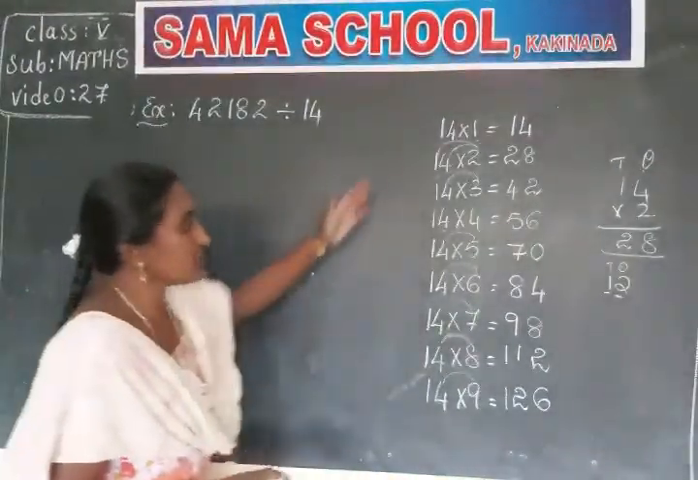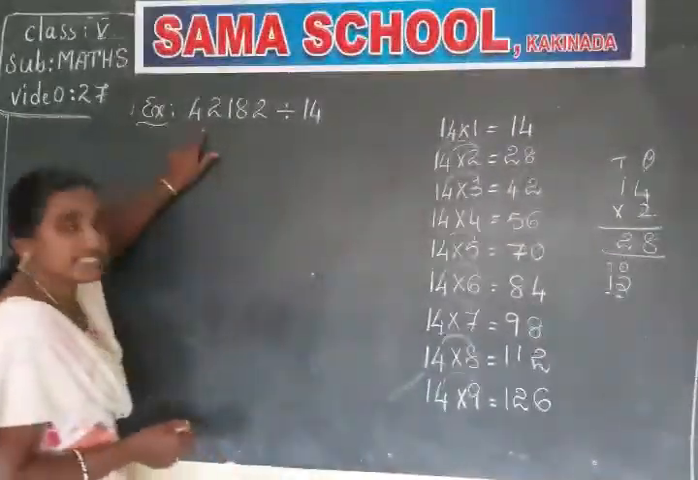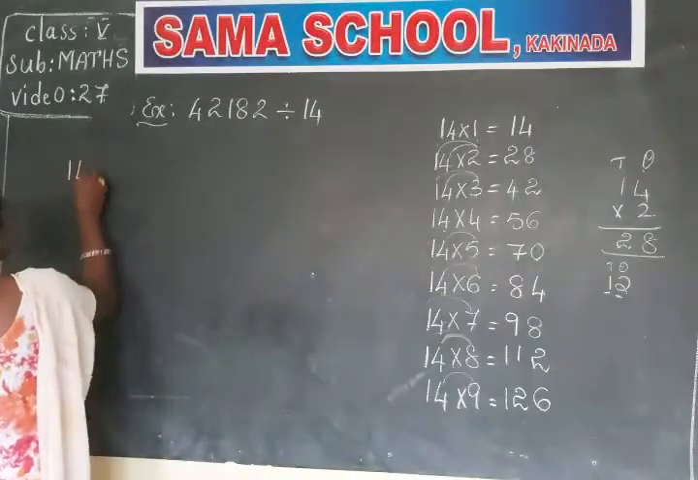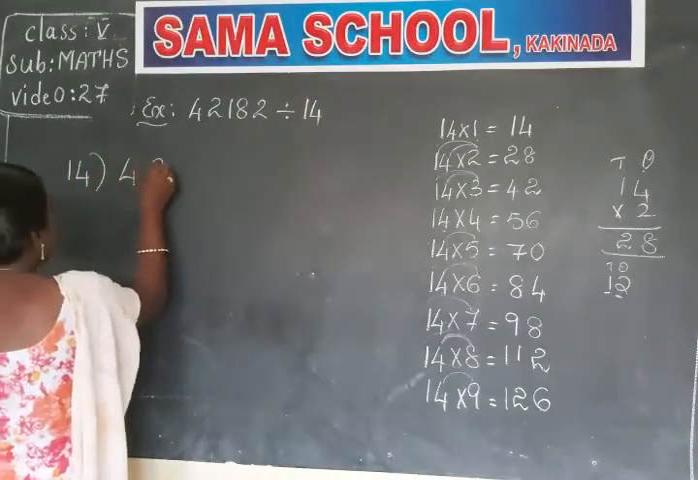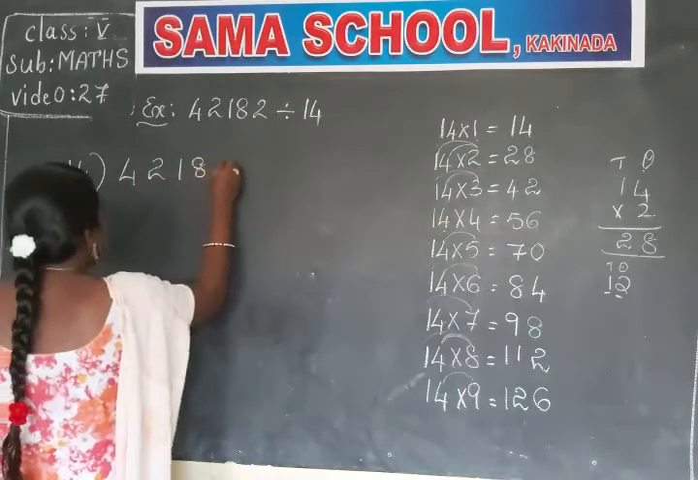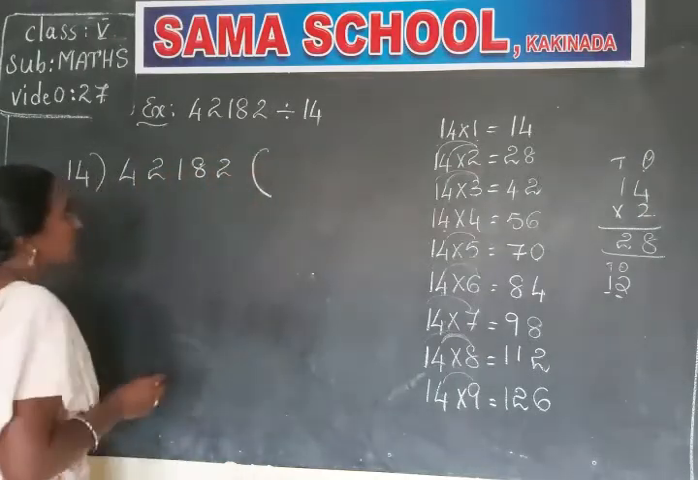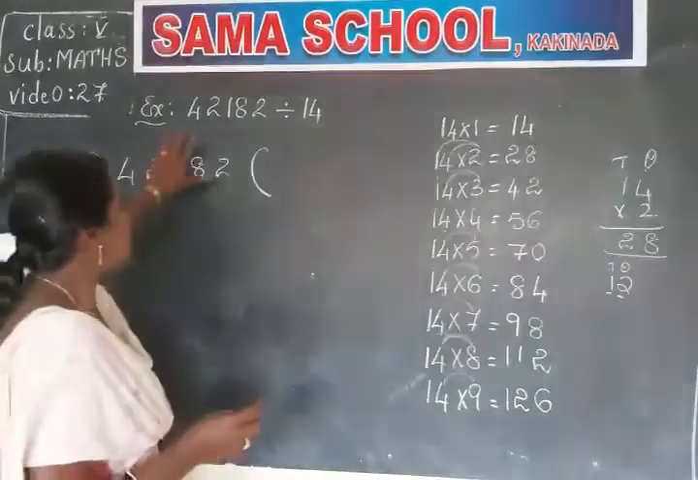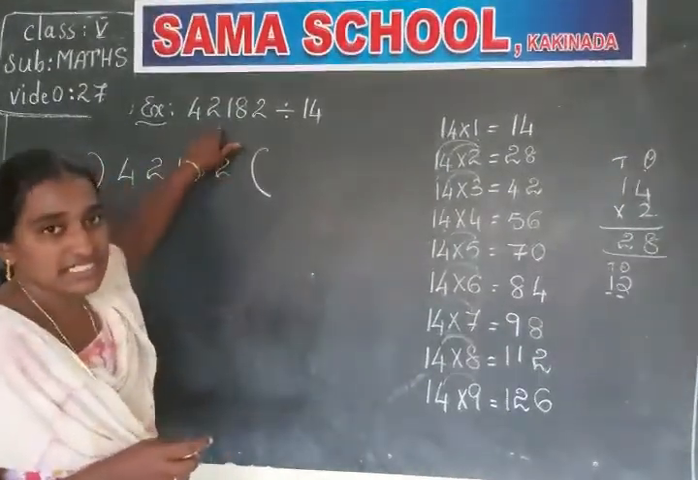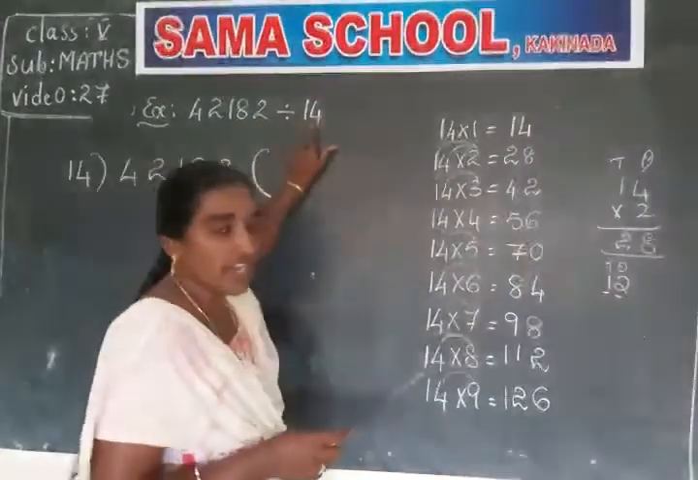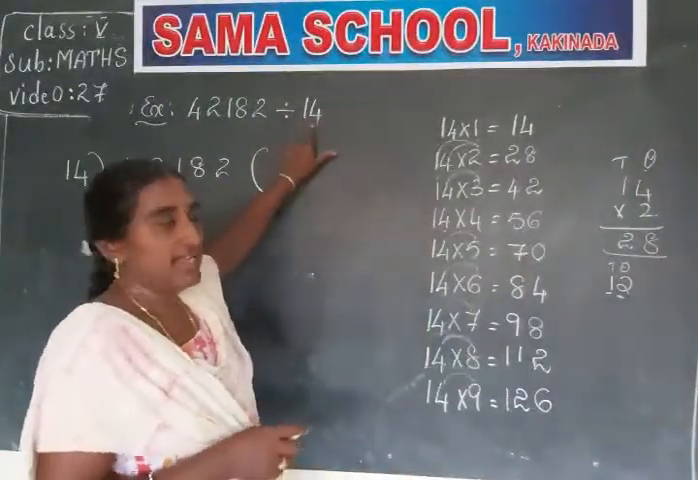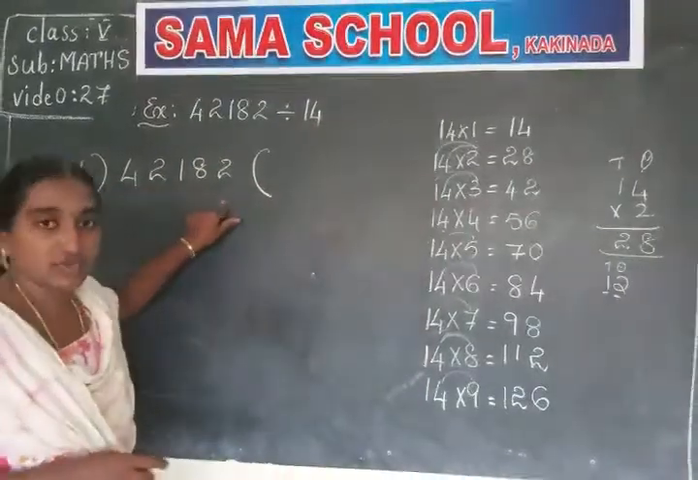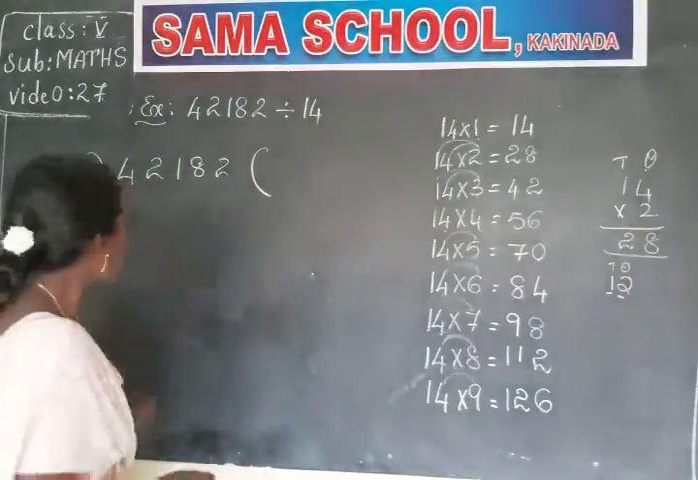Now by using this 14 table, we have to divide this given 5-digit number. Now how to arrange the numbers? For doing division like this, we have to arrange the numbers. And in these two numbers, how to identify what is the divisor and what is the dividend, children? See, the biggest number always represents the dividend. And the number by which we are doing division is the divisor. Here 14 is the divisor and 42,182 is the dividend, right?